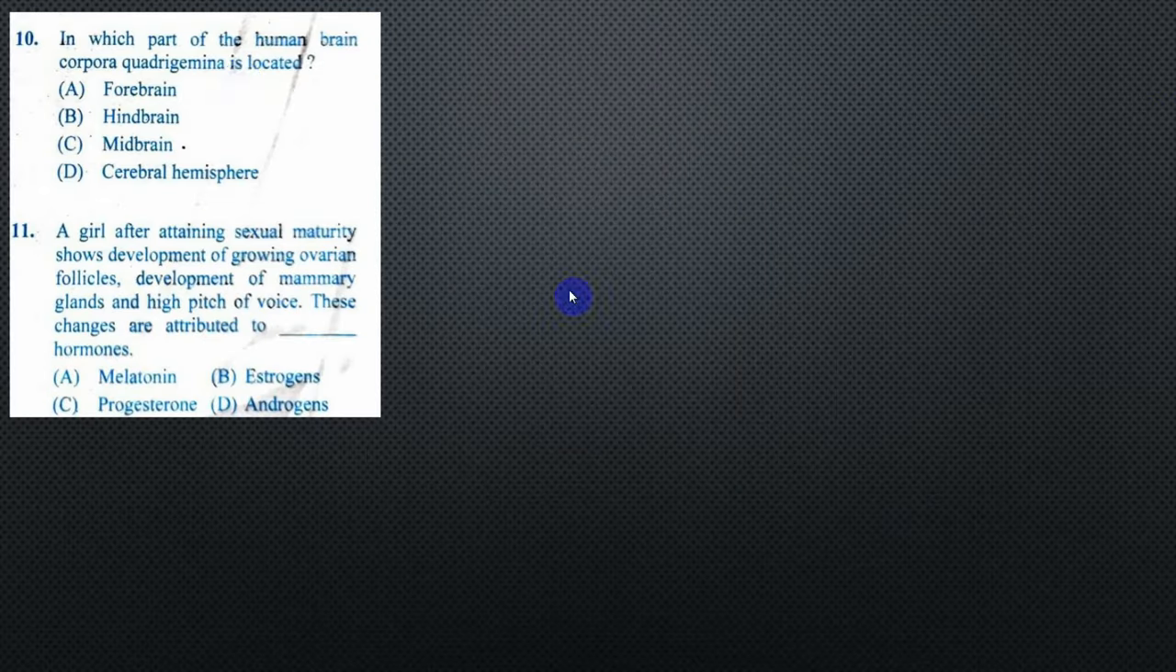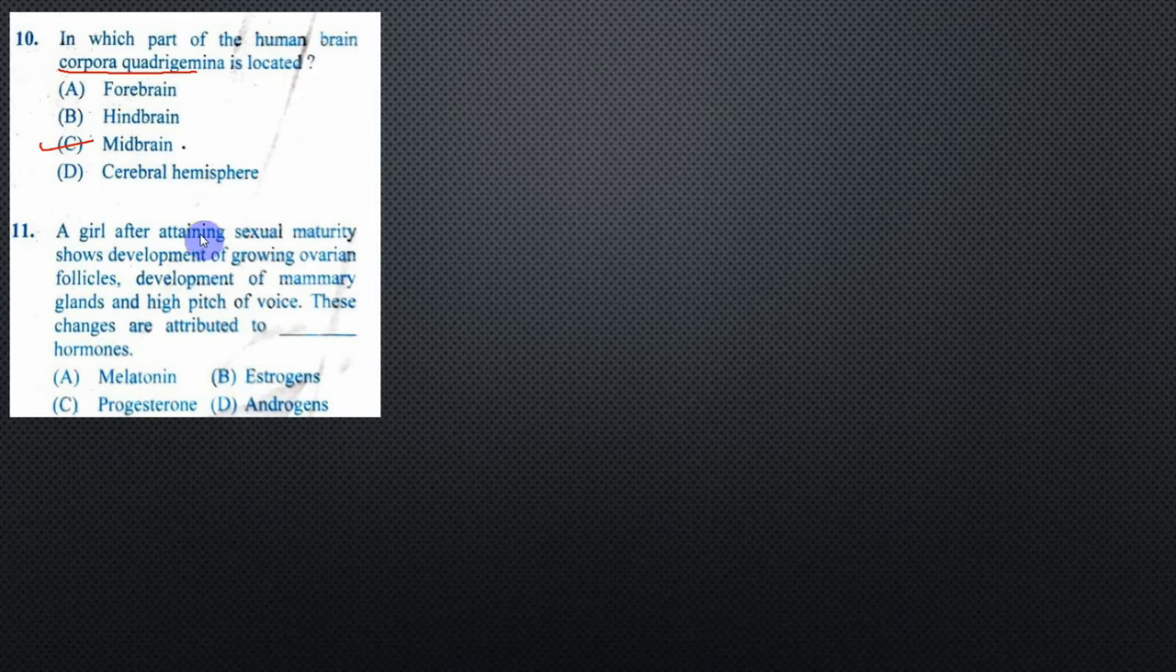Now moving on. The next, 10th question is, in which part of the human brain is the corpora quadrigemina located? Option A is forebrain, B is hindbrain, C is midbrain, and D is cerebral hemisphere. So the corpora quadrigemina actually comes in the midbrain. So C is the right answer for this. Now let us move to the next question.